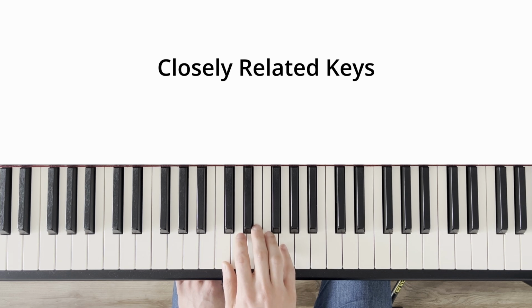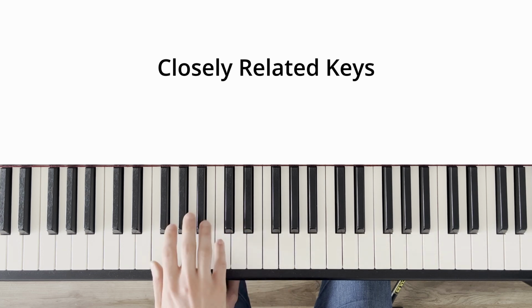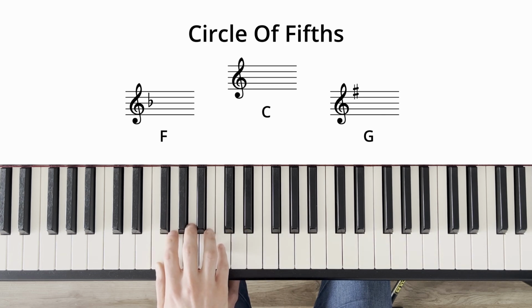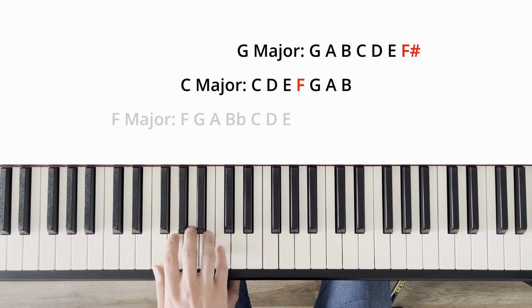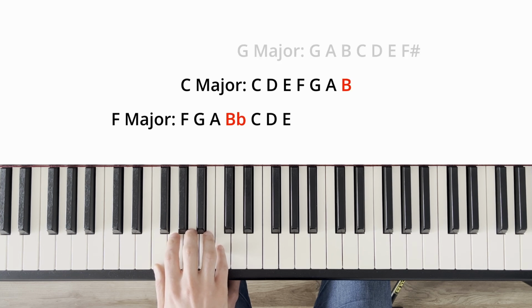On the piano, G is exactly a fifth above C, and F is a fifth below. So, each notch around the circle represents moving up or down a fifth on the piano. And I say that G major is closely related to C major because 6 of the 7 notes are the same, with only the F sharp replacing F. Same for F major, with B flat replacing B.